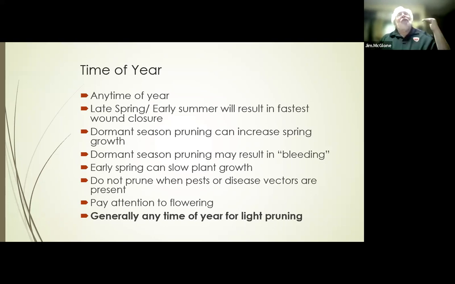Depending on your species, sometimes if you prune it in the dormant season, you can get more spring growth because you've cut off a lot of buds and a lot of the things that are going to be using energy in the spring, and that energy can then be diverted to the growth points that are still there.